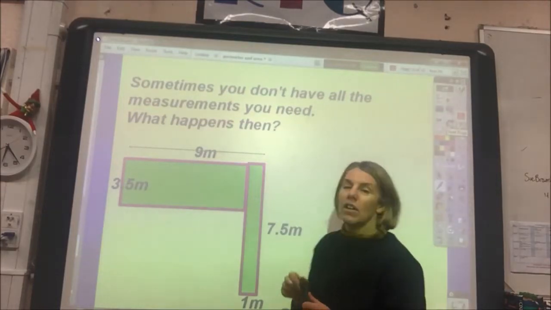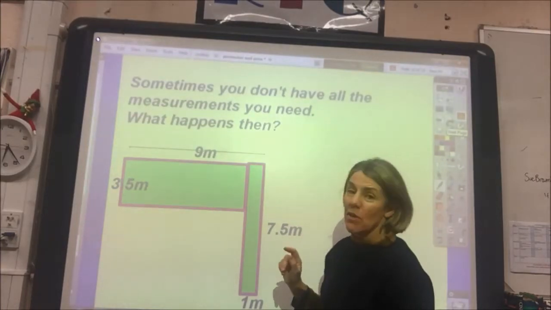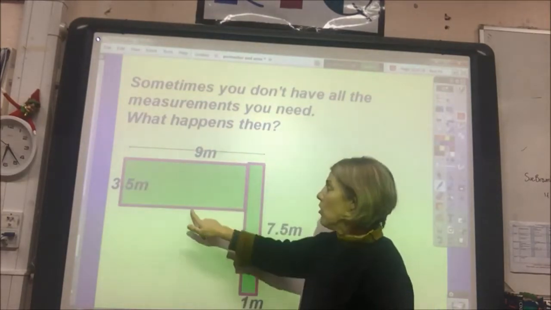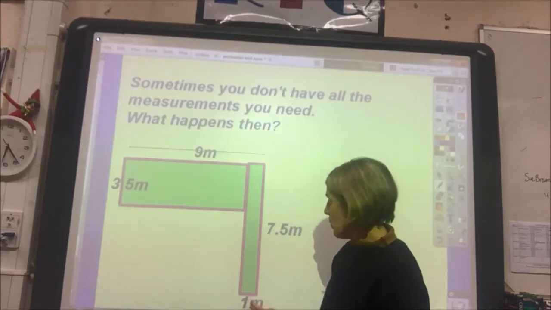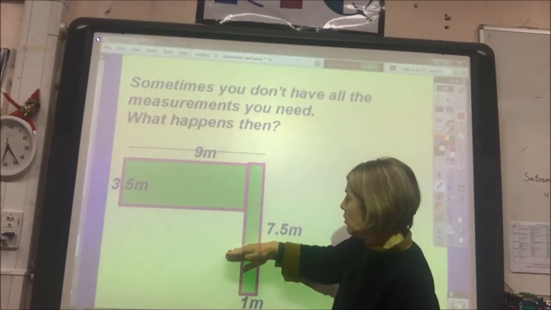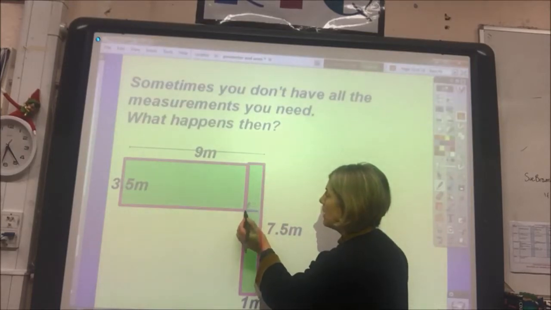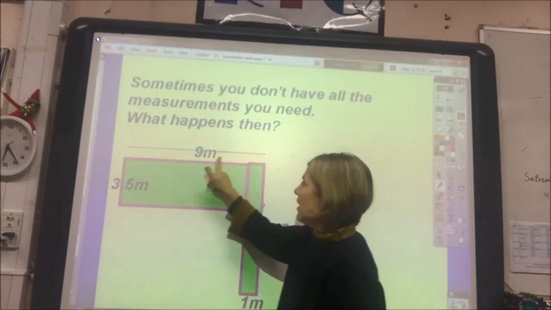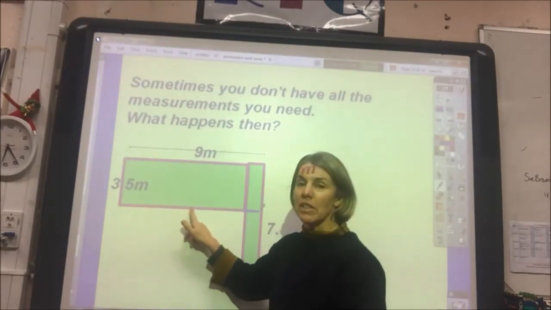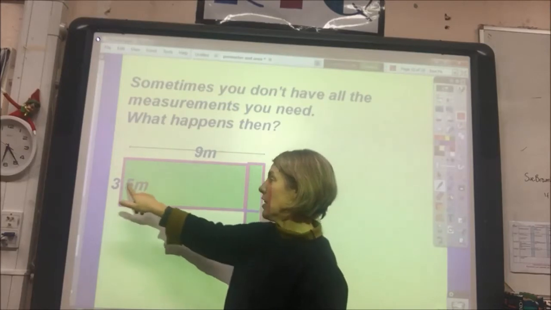Sometimes you will get a missing measurement. Nearly always you'll get a missing measurement. So you need to know how to calculate it. If we're given this long measurement here as 9 metres, but we're not given this measurement, we can use this 1 metre to help us find it. If we take that metre and we push it up, push it up, push it up, it fills this little gap here, and we know this is 1 metre. If we know that's 1 metre and that is 9, take away that 1, this measurement here must be 8 metres. Okay? And then it's easy for you to find the area of this shape, 8 metres times 3.5.